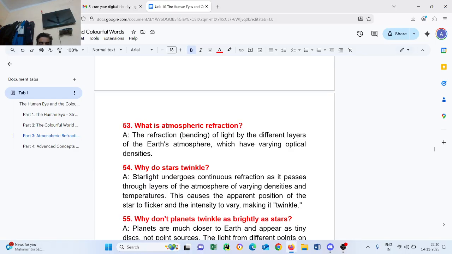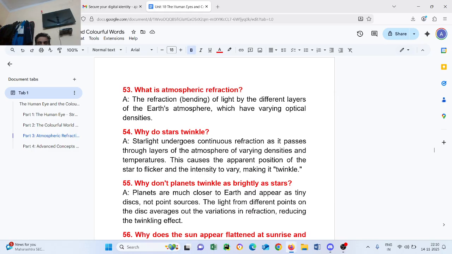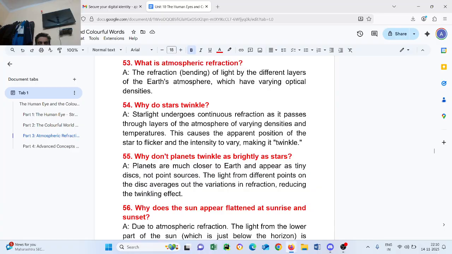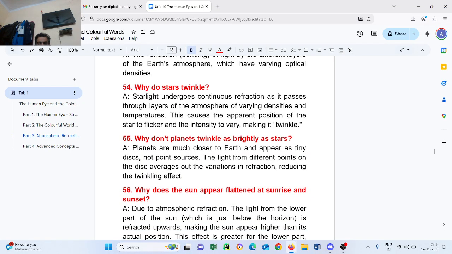Question number 55. Why don't planets twinkle as brightly as stars? Planets are much closer to Earth and appear as tiny disks, not point sources. The light from different points on the disk averages out the variation in refraction, reducing the twinkling effect.